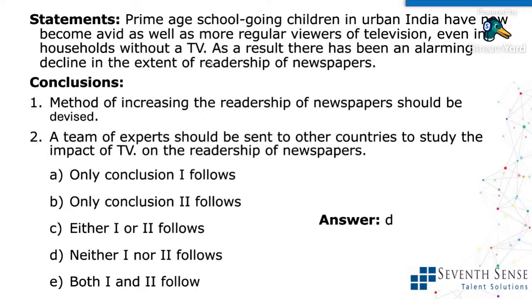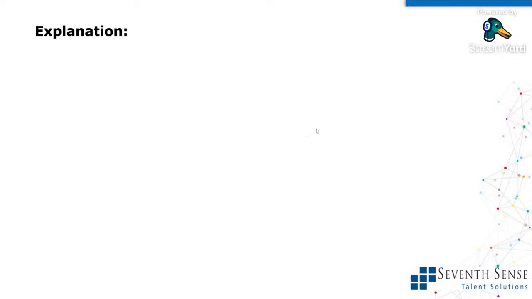It is very, very simple. Yes, prime age school going students are very much on TV, it is true. But the conclusions they have mentioned are not directly related. They are talking about a method of increasing the readership. We are not talking about how to increase it or develop it. We are just talking about a fact. A fact has been discussed here, and there is no mention that improvement should be done on readership. So that is why you have to go for option D.